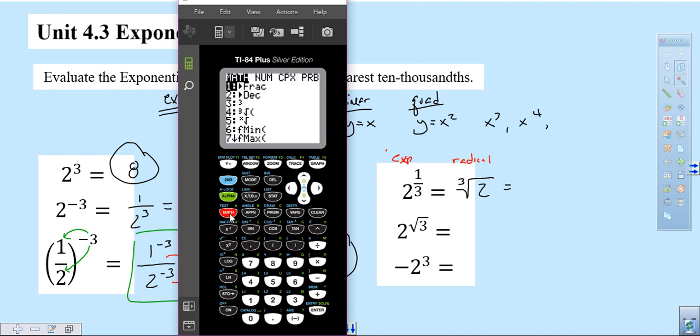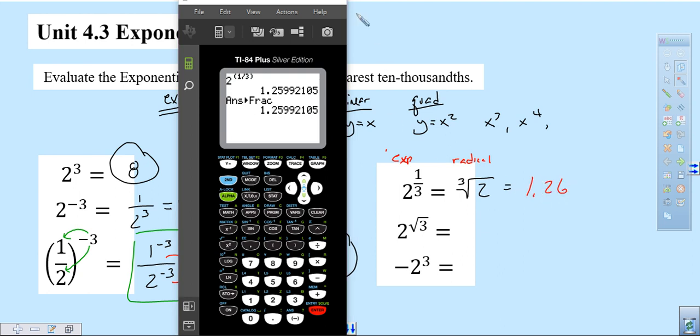So you can hit math, choose number 1, press enter, and you can see it doesn't. So we'll just call this 1.26 for the sake of discussion. Another way you could put this in your calculator is you could say 2, and then you could do your up exponent, and then you could do 1, grab your fraction key by hitting alpha y equals, and do your 3. So you can see that that's very similar. I just use parentheses on the last one.